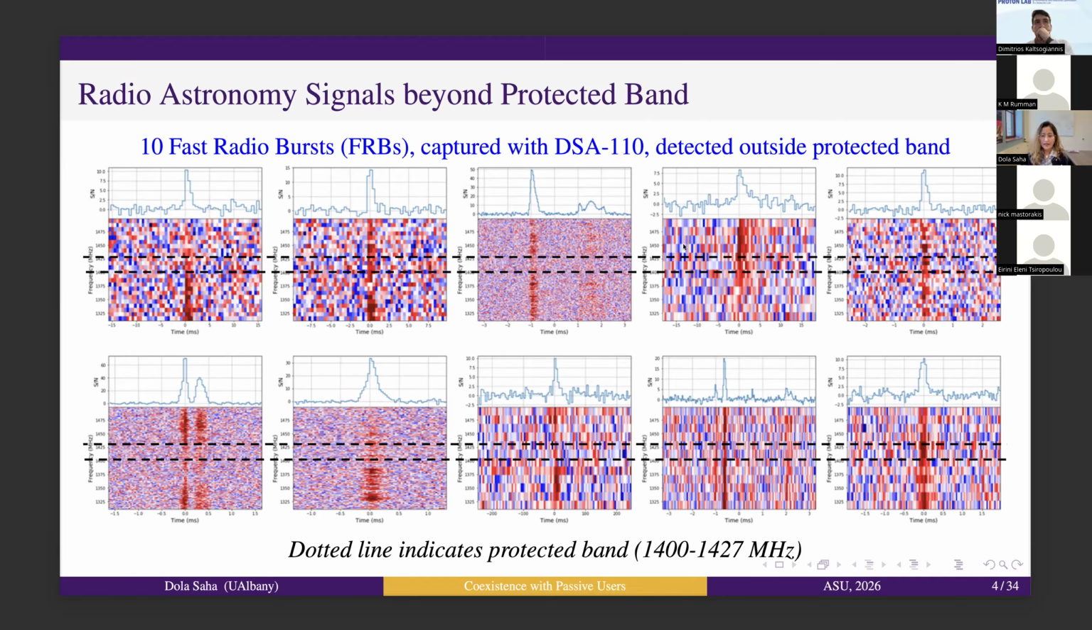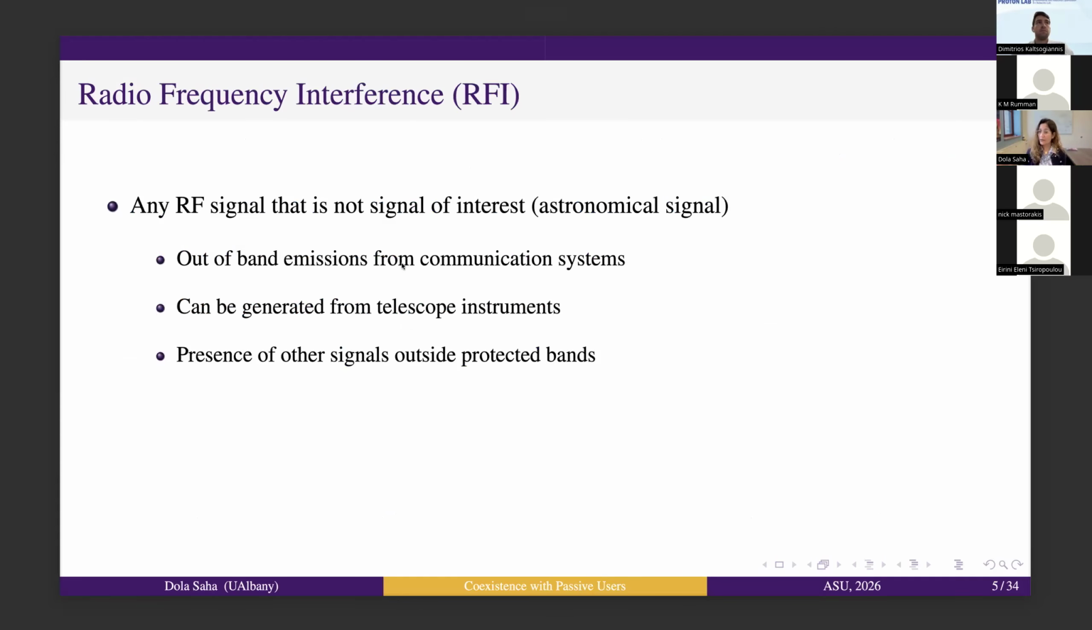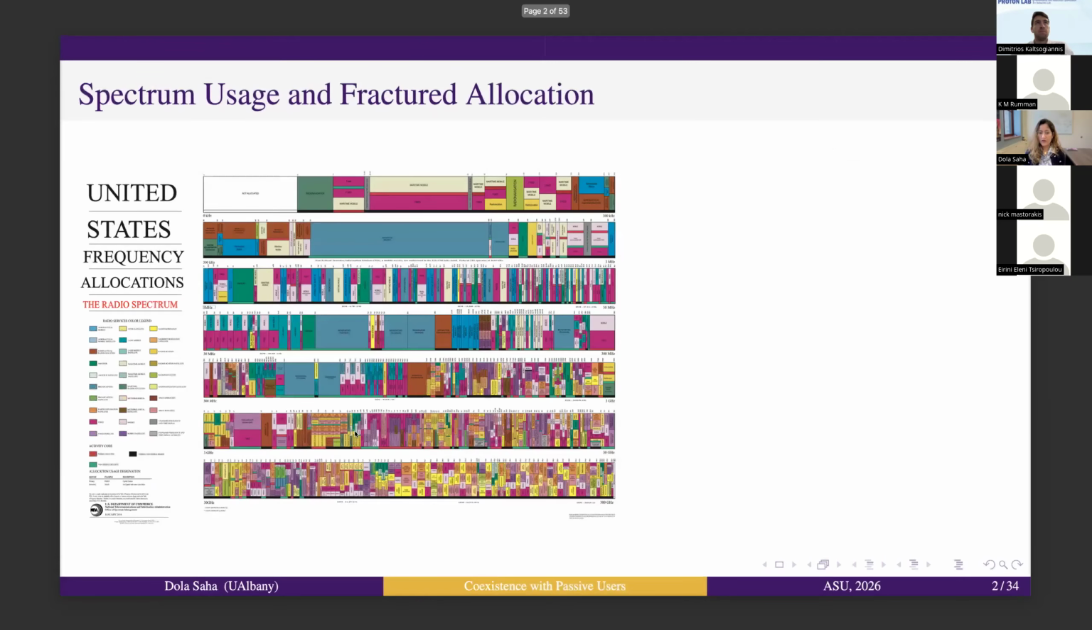And as you can see in all of these examples, at different times of day, different days, it is observed beyond this dotted line. So the FRBs are observed beyond this protected region. So there is a need from the radio astronomy side to observe in a wider band. However, a wider band creates more issues, because wider band means they have to live with other communication, because over here they are now trying to look at other regions where other communication might be happening.